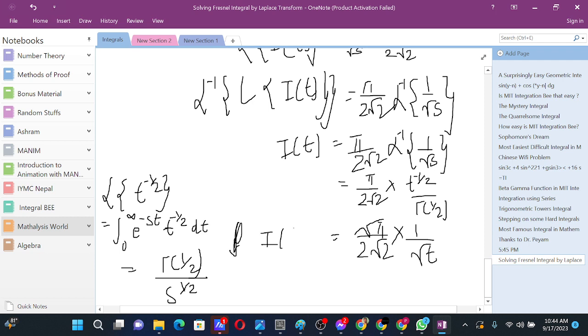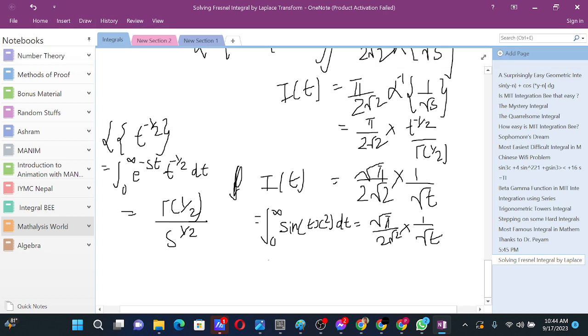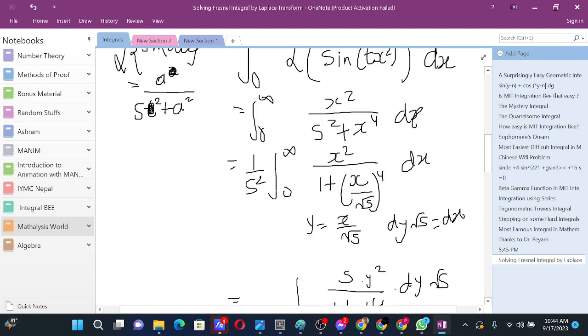So this is just I of t, which was integral from 0 to infinity sine of t x square dx. So this integral is root pi by 2 root 2 times 1 by root t. Now you can substitute t equals 1 over here to get our required Fresnel integral. So it's integral from 0 to infinity sine of x square dx is just root pi by 2 root 2. So that's the answer. I hope you enjoyed this video where we solved this integral using Laplace transform.